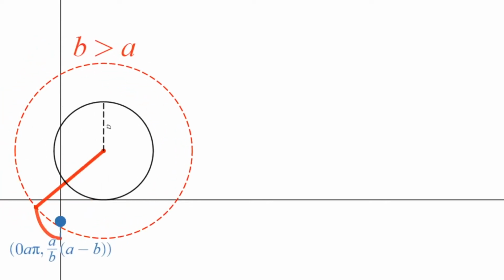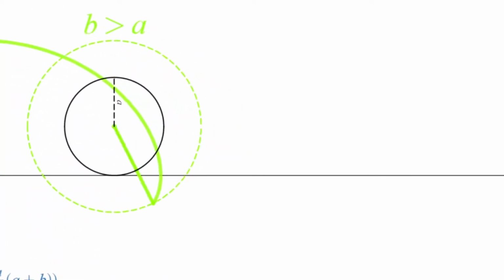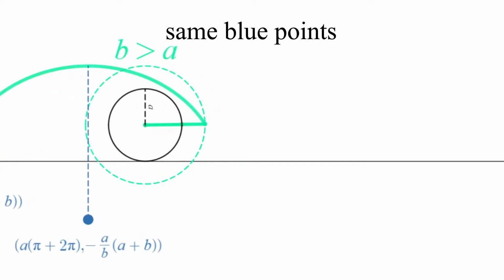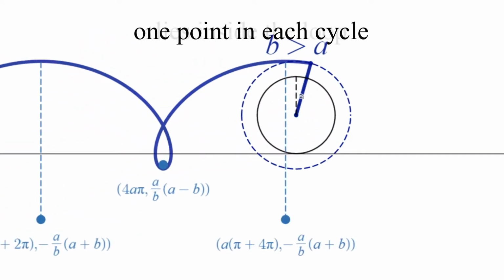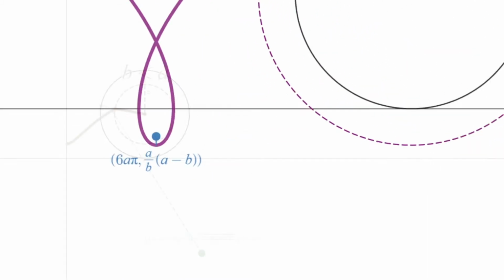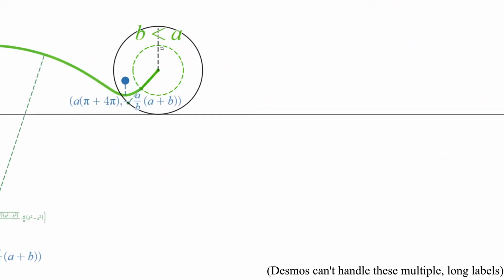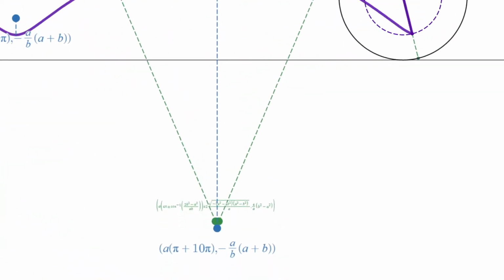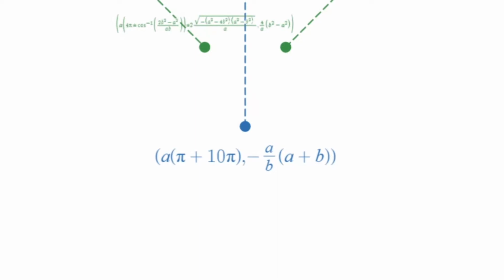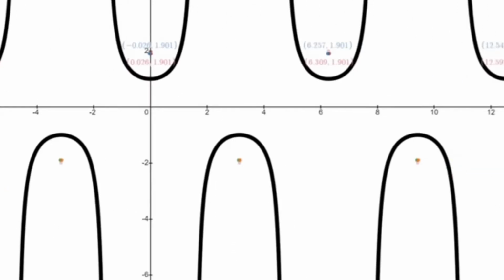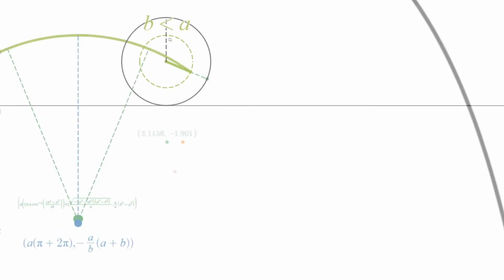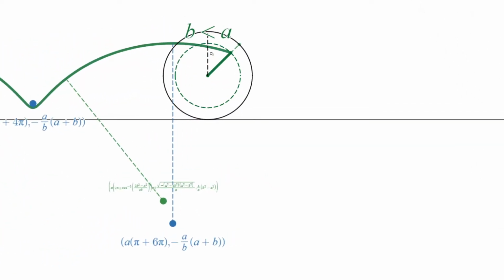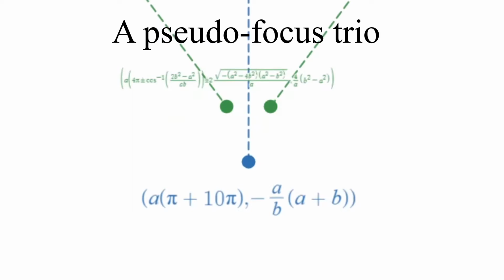Then in the case of a prolate trochoid, or b is greater than a, the pseudofoci are the same blue points, except one point in each cycle lies inside the loop. However, in the case of a curtate trochoid, or b is less than a, there exist these 2 extra green points that triangulate with the blue point. This actually reminds me of the secant curve, where 3 pseudofoci reside under each mound because they are flat enough to count as 3 curves over each pf. This is exactly what's happening in the case of the curtate trochoid, a pseudofocus trio.